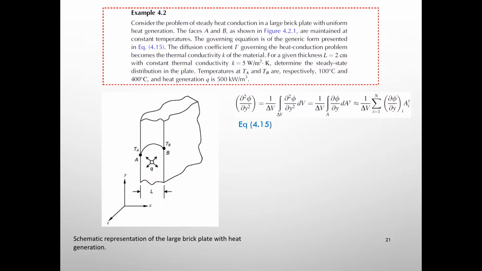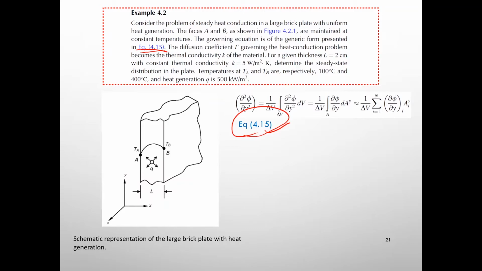The governing equation is of the regenerate form presented in equation 4.15. So the diffusion coefficient here, actually this is the governing equation. Actually, this equation 4.15 according to the book, but I don't think that this is representing the governing equations. So perhaps there is some error in the book. I'm not sure which equation it's referring to for governing equations for this temperature, but I believe that this belongs to the energy equations.